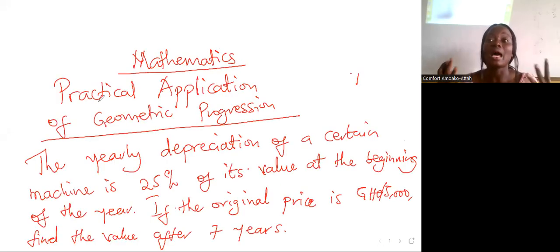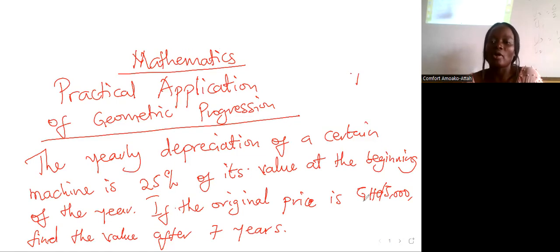So that is the practical application of geometric progression. And the question before us is: the yearly depreciation of a certain machine is 25% of its value at the beginning of the year. When you say depreciation, what does it mean? Some reduction. Do you understand? That means a reduction in price. If the original price is 5,000 Ghana cedis, find the value after 7 years.